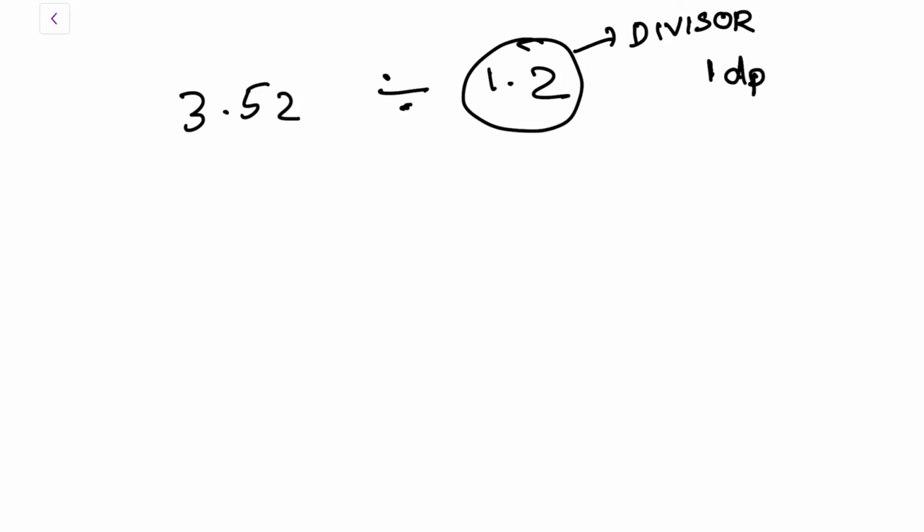And then now you have to multiply both the dividend and the divisor by 10, because you've got 1 decimal place. You need to multiply both the dividend and the divisor by 10. That's your step 2. So let's do. Multiply the dividend. Dividend is what?